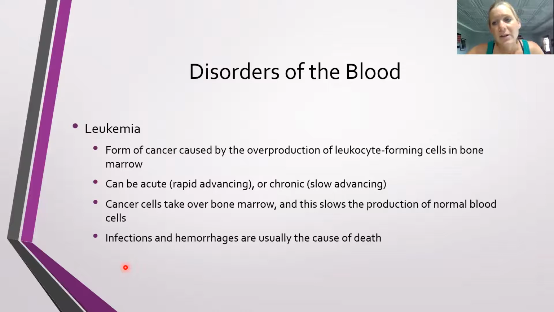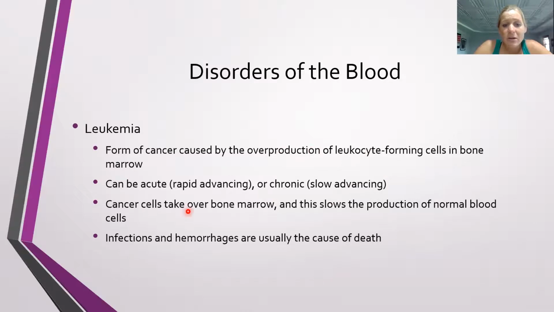Okay, one other disorder associated with blood, leukemia. This is a form of cancer that's associated with the overproduction of those white blood cells within the bone marrow. Two different kinds of branches, I think. Again, this is very simplified. We could talk in greater detail about more subdivisions within leukemia, but I can have acute or rapid advancing leukemia, or I can have chronic or slow advancing leukemia.